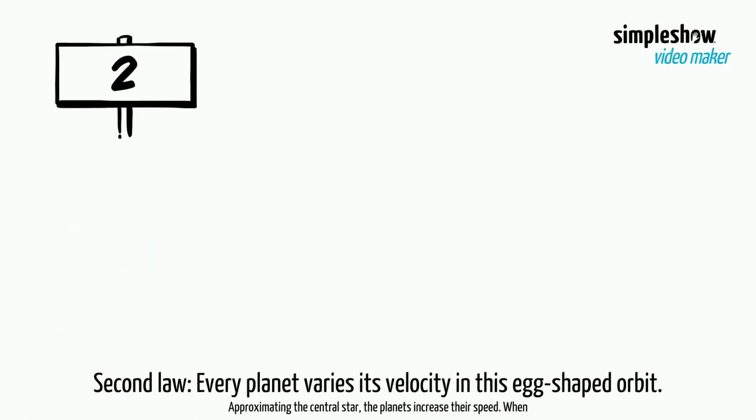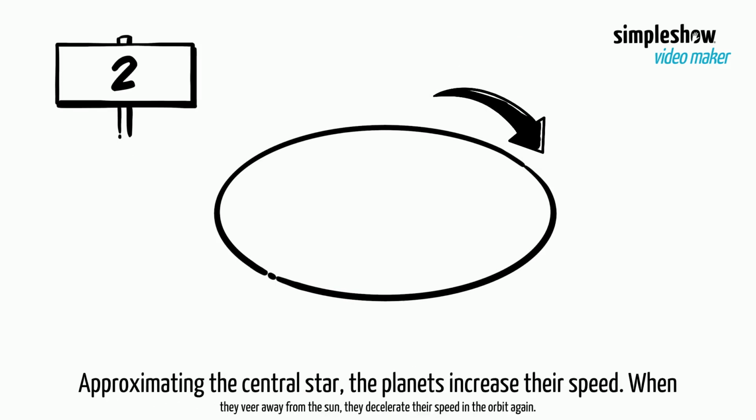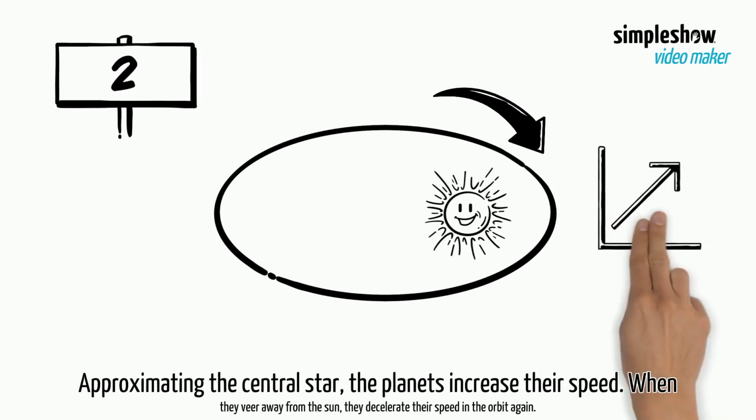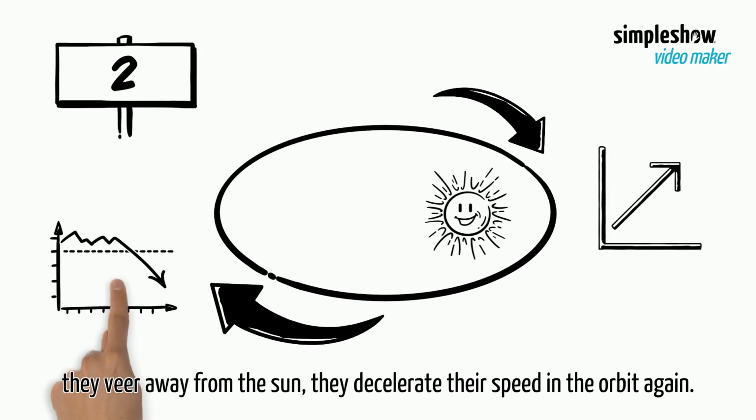Second law: every planet varies its velocity in this egg-shaped orbit. Approaching the central star, the planets increase their speed. When they veer away from the Sun, they decelerate again in the orbit.